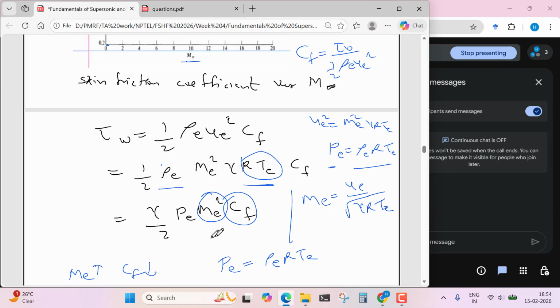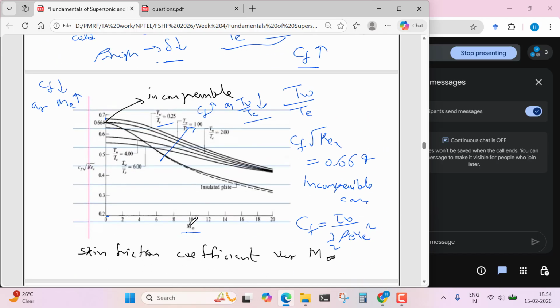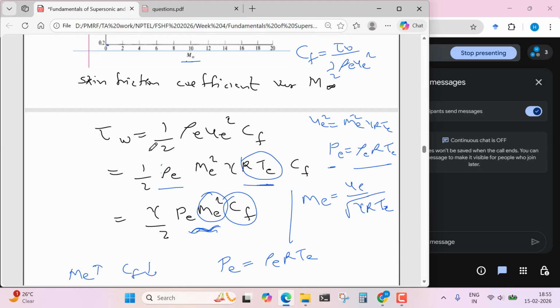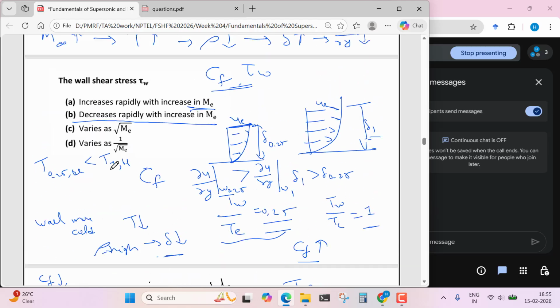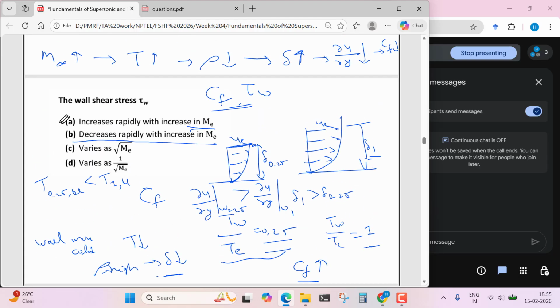Now, if Mach number increases, CF decreases, but there is also a term of ME square there. And if we see the value of CF, with Mach number there is a very small change. See, the value difference is not much. So the effect of ME square will be more in the wall shear stress. That's why when ME increases, this wall shear stress also increases.